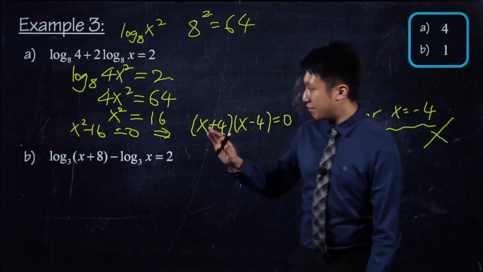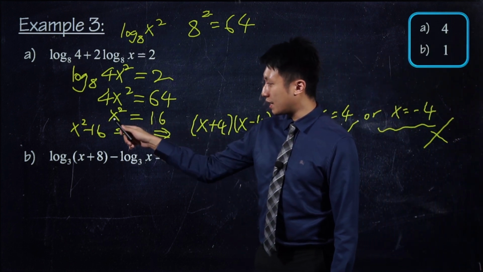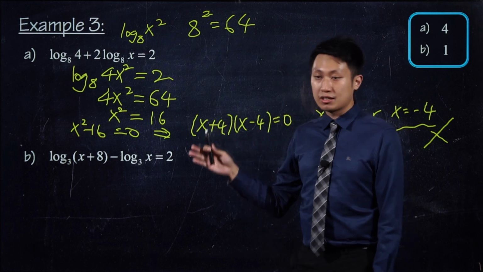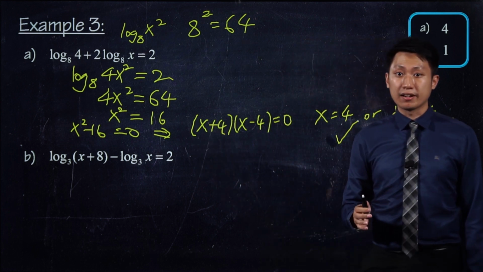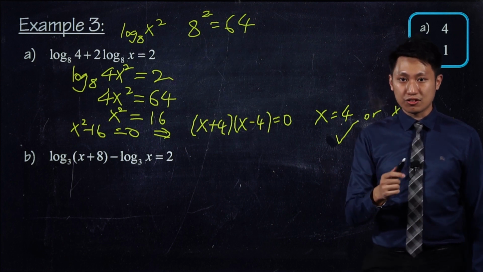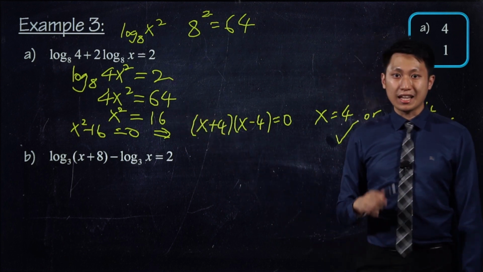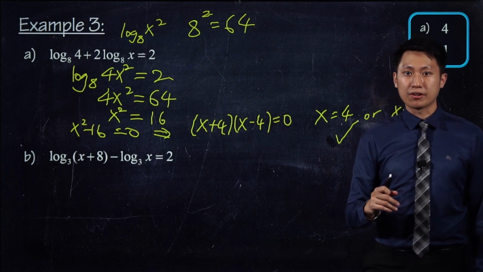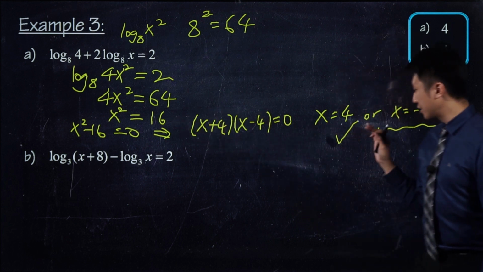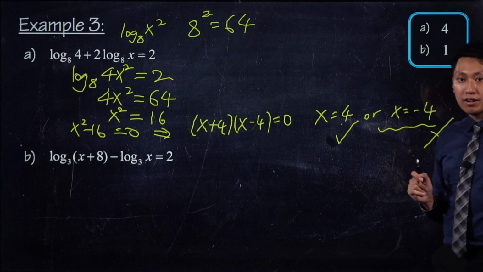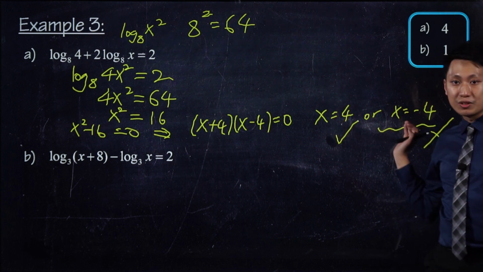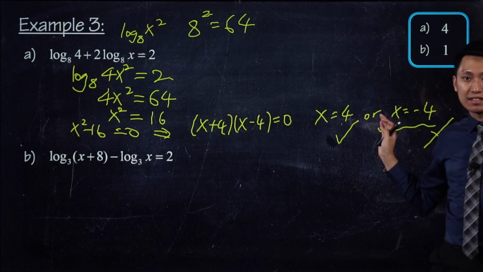If in the exam you see the line x squared is equal to 16, and you want to directly write x is equal to positive or negative 4, it's fine. Just remember that x squared equals 16 does not mean that x is equal to 4 only. Later on you find that x equal to -4 is not part of the answer. That's why you exclude this one, rejecting this answer.